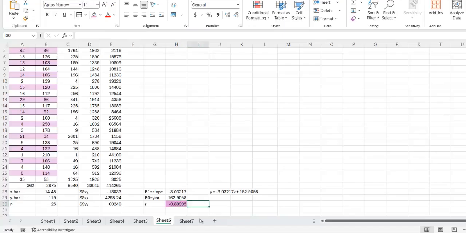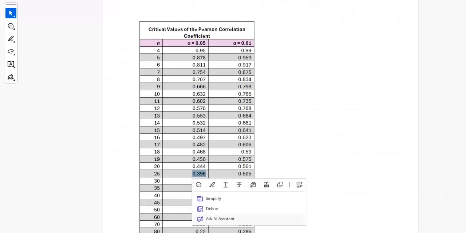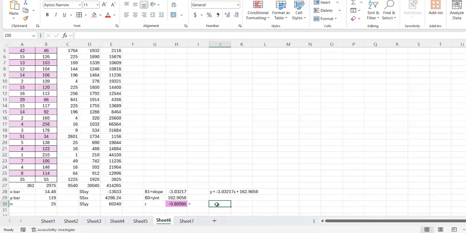We're going to say that this value is greater than the critical value, and that critical value that we found in the table, just a reminder, was 0.396. Because of that, we're going to say that it was significant. Okay, and that's all there is to it. So basically, you're looking for the absolute value of r to be bigger than the number you find in the table. If it is, then you can safely use this regression equation.